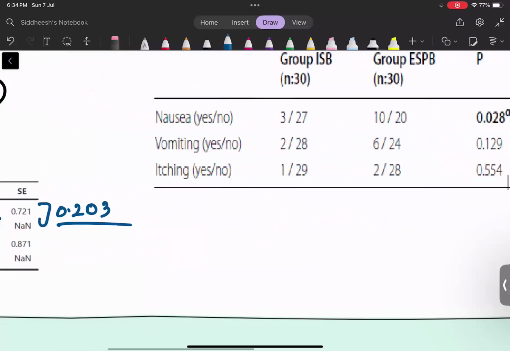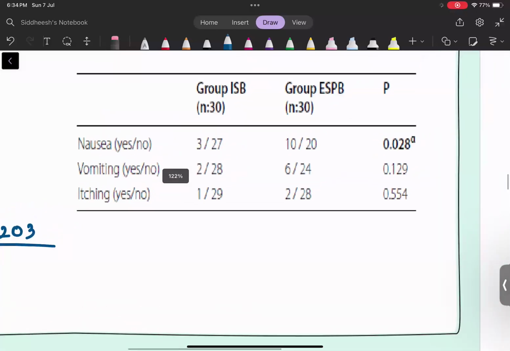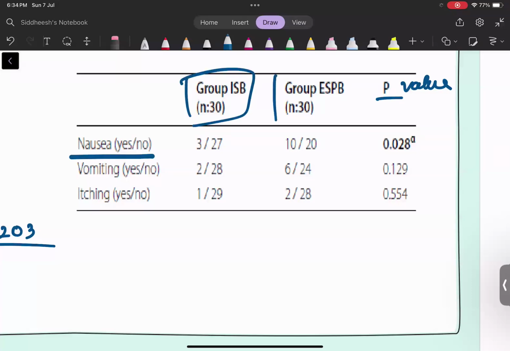Let's take one more simple example. This looks like a chi-square table. This is your p-value. Now suppose nausea, this is your control group. Suppose case, this is your control group. This is the number of individuals in each group.